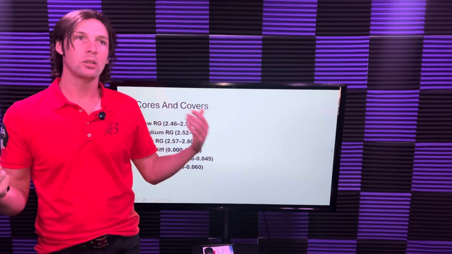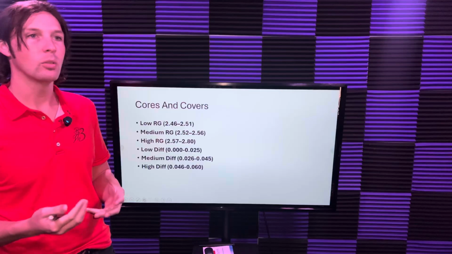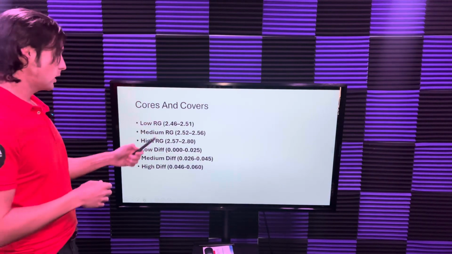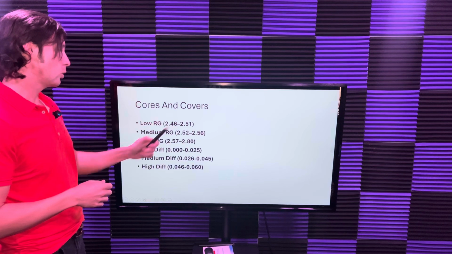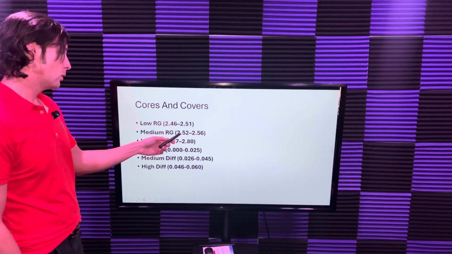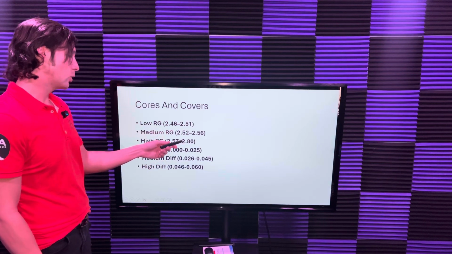And so you have to understand it better to understand what it means and what kind of bowling ball you need. So what's a low RG ball? It is 2.46 to 2.51. Medium is 2.52 to 2.56. High RG is 2.57 to 2.80.